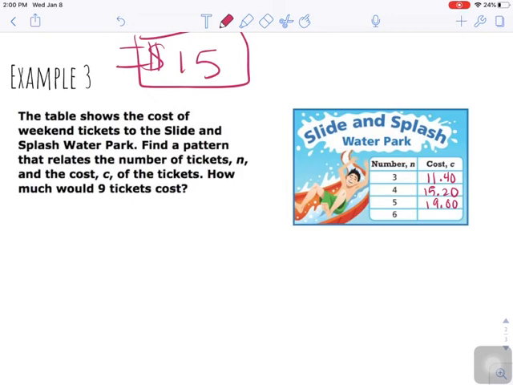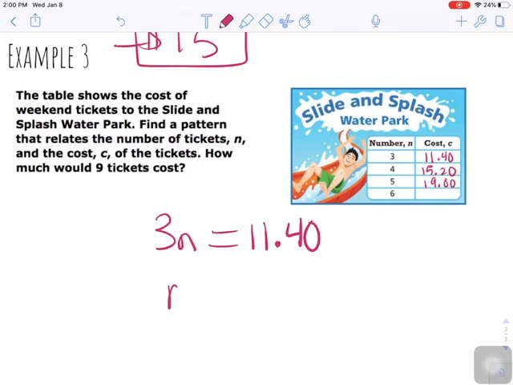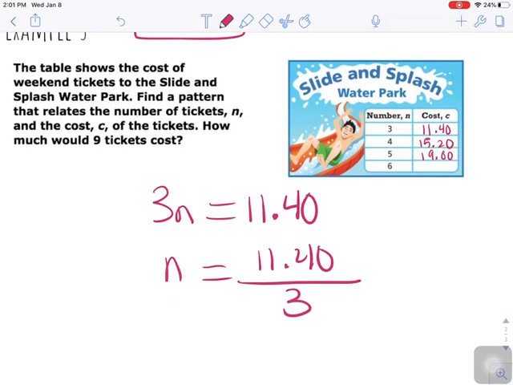So first, let's just start with the first one, 3. We're saying 3 tickets total is going to cost us $11.40. To figure out how much just one is going to cost, we're going to divide. We're going to say $11.40 divided by 3. And when we divide these two, we find that 1 ticket costs us $3.80.